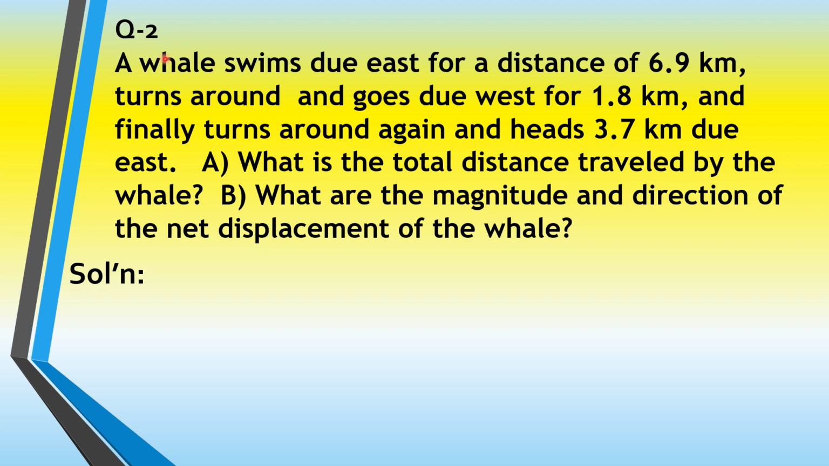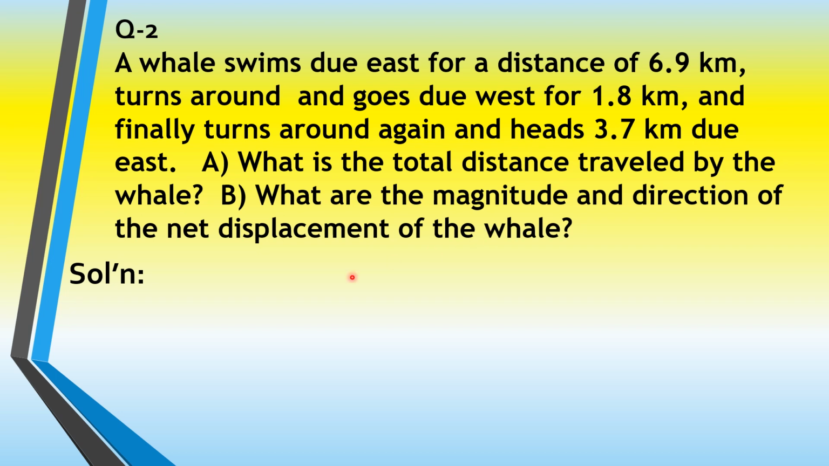Our second and last question. A whale swims due east for a distance of 6.9 kilometers, turns around and goes due west for 1.8 kilometers, and finally turns around again and heads 3.7 kilometers due east. Question letter A, what is the total distance traveled by the whale? And question letter B, what are the magnitude and direction of the net displacement of the whale?